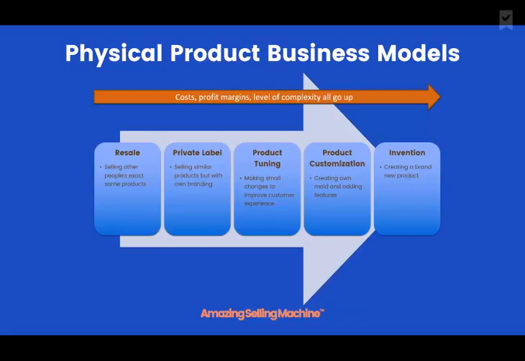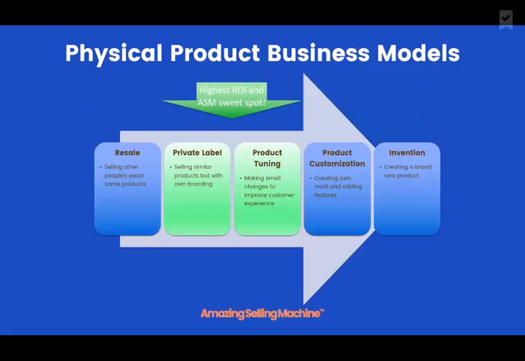So what does that mean for us? Well, fortunately, we've been doing this for a while, and we know exactly the best models for people looking to start their own business and start making significant income quickly. And that is private label and then product tuning. These are truly the ASM sweet spots and have the best return on our investment in both time and money.